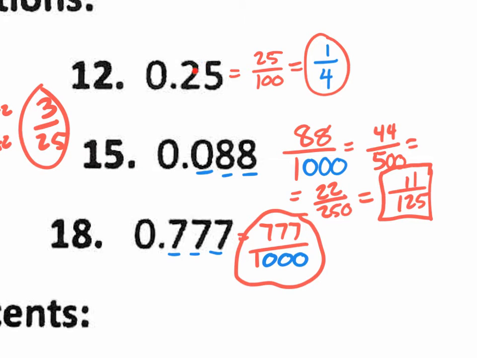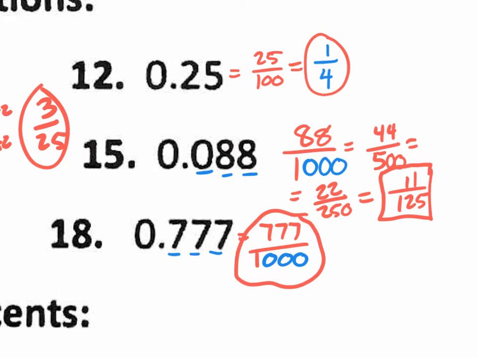25 over 1 with 2 zeros. So 25 over 100. That one's pretty easy. It's like having a quarter over a dollar, which is a quarter over 4 quarters. 1 over 4. This one's 88 over 1 with 3 zeros.